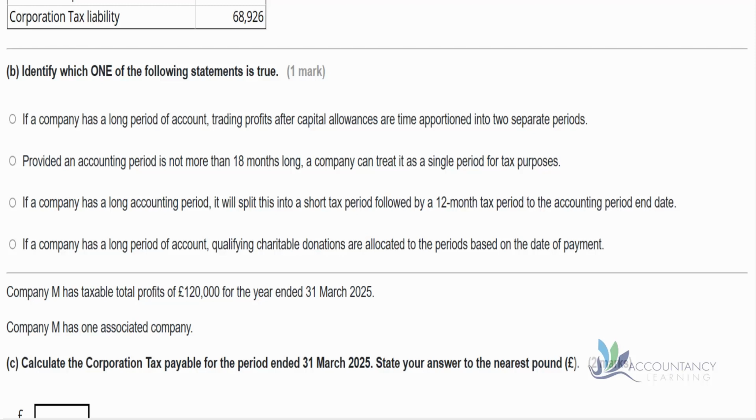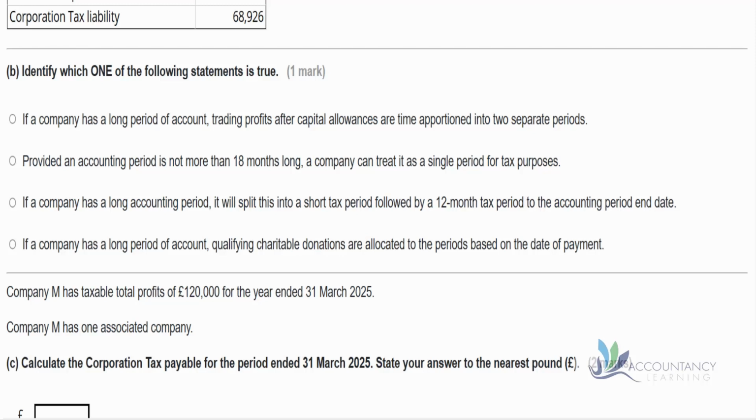But what about capital allowances? Well, for capital allowances, we need to compute those separately for each of the two separate accounting periods. So in this first statement, it says that capital allowances are time apportioned into two separate periods. Well, no, that's not true. We would time apportion the trading profits, but we would work out capital allowances for the first 12 months and then work out capital allowances for the smaller period separately.